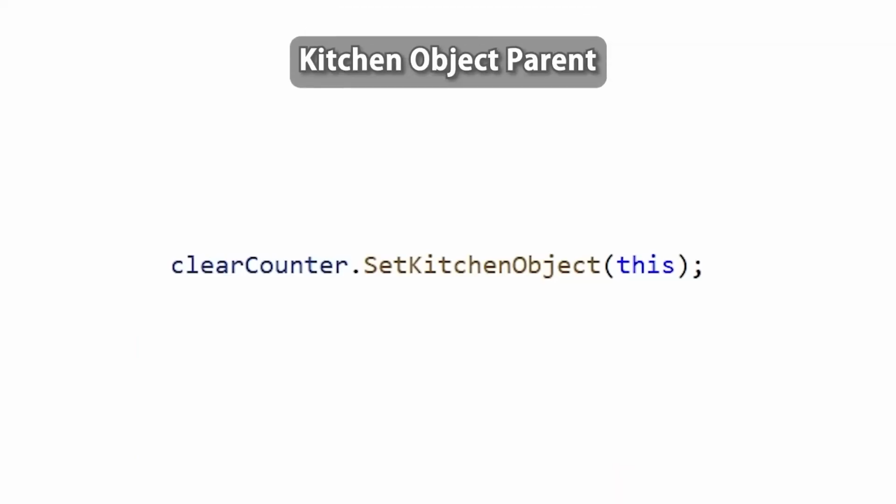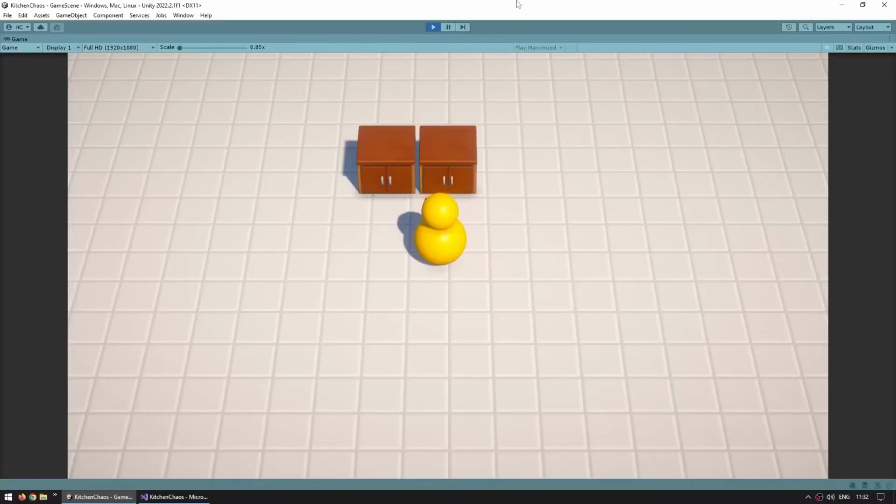In this lecture we're going to create a kitchen object parent, meaning that the kitchen object will know where it is and the counter will know if something is on it. This is important so that later on we can pick up a kitchen object from one place and drop it in another. Okay, so here we have our player. I can move towards this counter, interact with it, and yep, spawn a tomato.